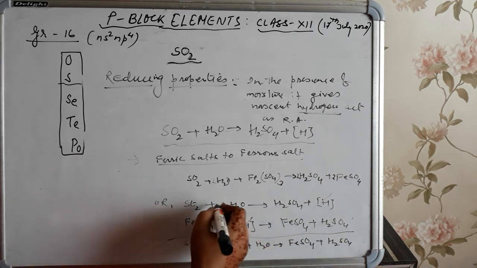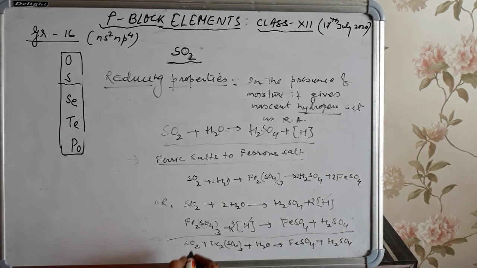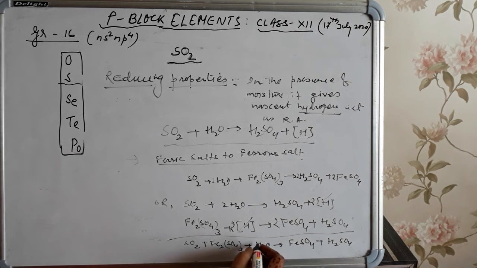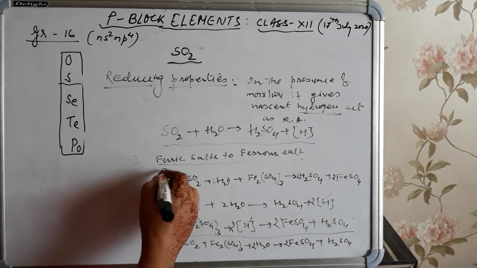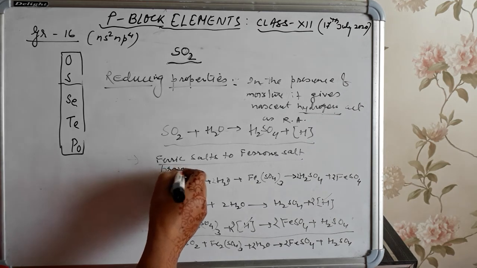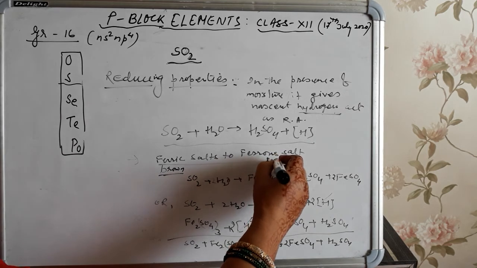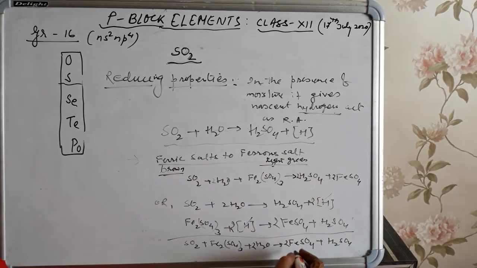Balance this equation, students. 2H2O, so here we will write 2. Here also we will write 2, and 2FeSO4. The color of ferric, we all know, is brown. So it will convert into light green. This ferrous sulfate is light green in color.